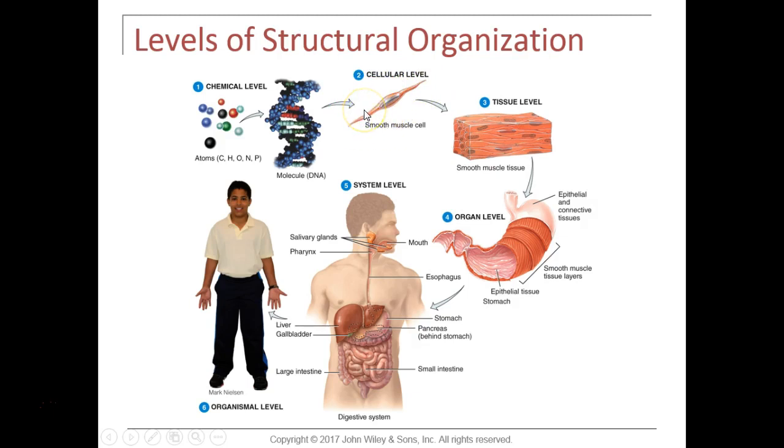This shows a smooth muscle cell, one of the cell types, or tissue types and cell types we're going to be learning. The cell level of organization encompasses the chemical level. The interaction of all of these chemicals within a cell is what brings about life. Life actually starts at the cellular level. So the smallest living unit in the body is a cell.